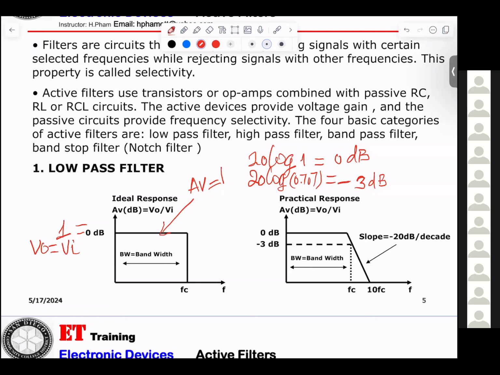Okay, now the thing is the signal transmitted over the air.